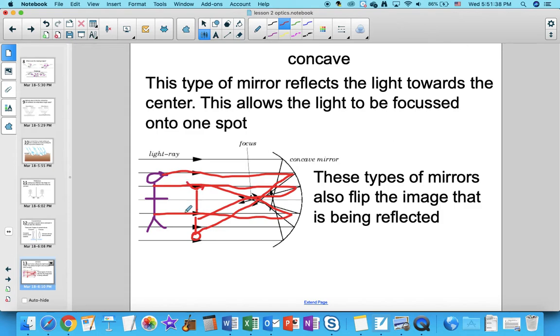So you can see how this would create an upside down image, right? The light from the top hits the top of the mirror, but ends up downwards. So concave mirrors focus the light, but they also flip it. They flip the image you see. So you will look upside down in a concave mirror.